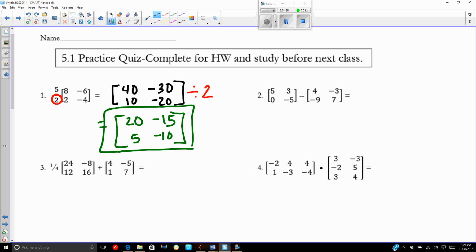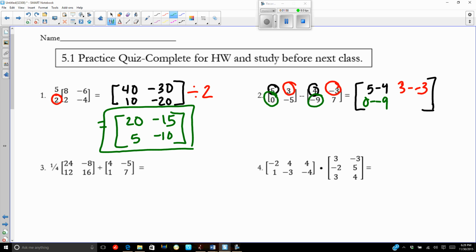So number 2, we're subtracting each element in corresponding position. So 5 minus 4. We're going to go to that first position, and obviously you could probably skip some of these steps as you go along. 3 minus -3, using a different color just to help. We've got a double negative there. Then we've got a 0 minus -9. So minus a -9. And finally, we've got -5 minus 7.